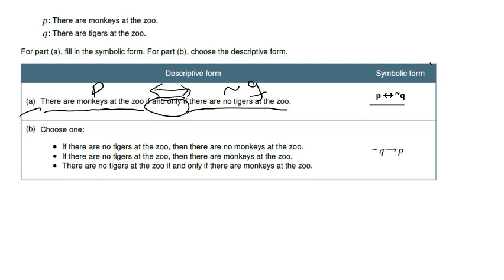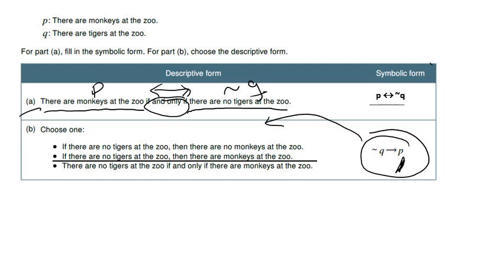For the second part, we're given the symbolic form. Now we need to describe it. It's an if-then statement. Well, we have two of them, so it's between the first two. It is not the case tigers are at the zoo. There are no tigers at the zoo. So if there are no tigers at the zoo, then there must be monkeys at the zoo, right? If there are no tigers at the zoo, then there are no monkeys. No, there are monkeys at the zoo, so it's the second one.